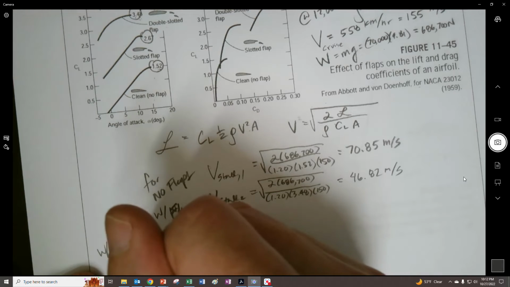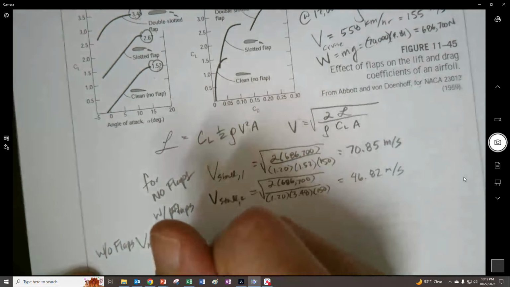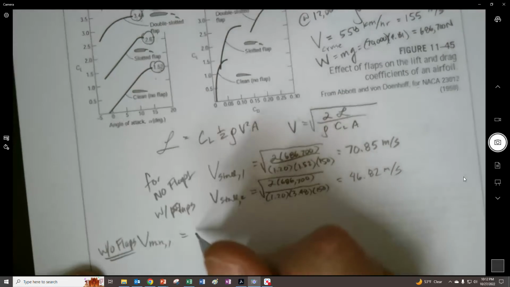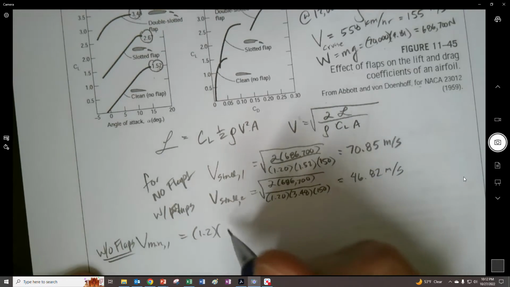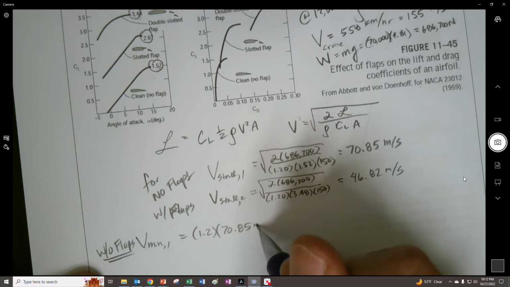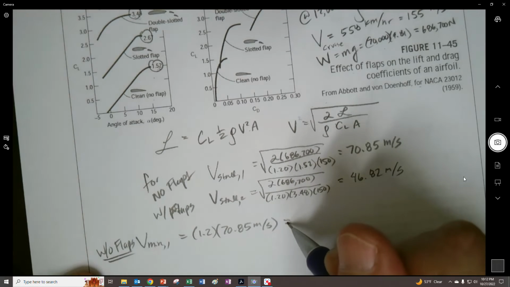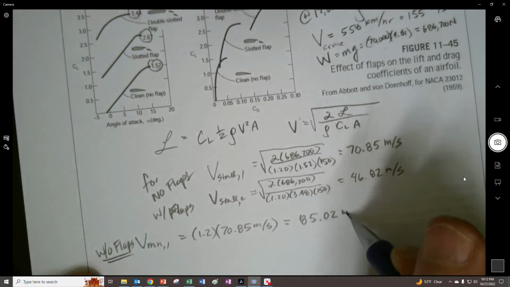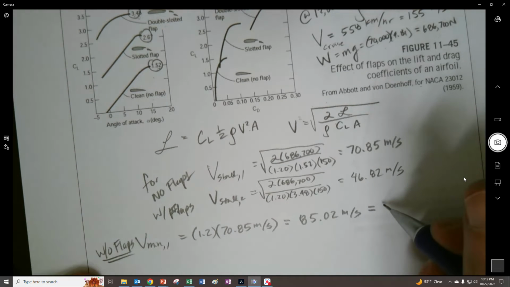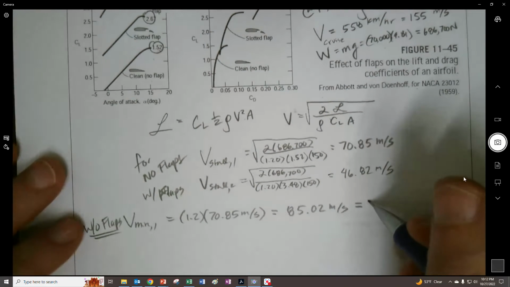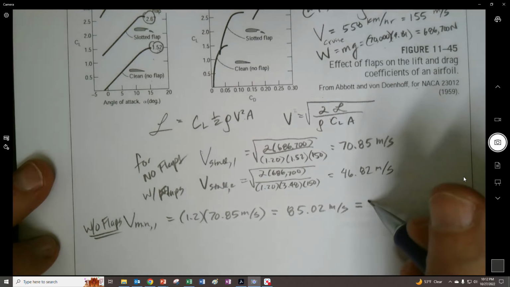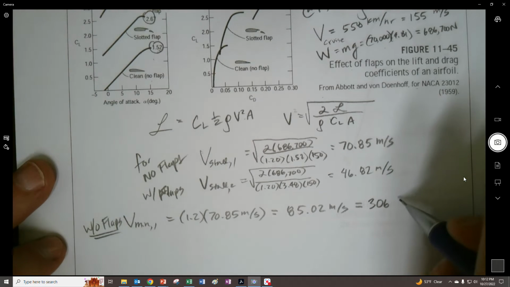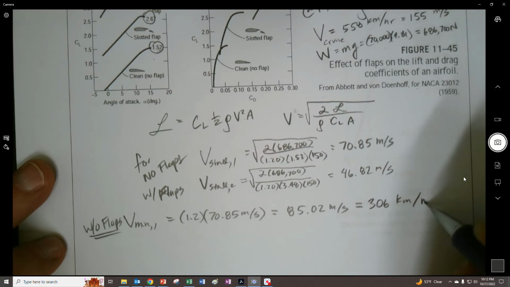So to answer their question, the Vmin, let's go without flaps. Vmin 1 is going to be 1.2 times 70.85 meters per second. And that's going to end up being 85.02 meters per second, which we can multiply by 3.6, right? Because that's 3,600 seconds per hour, but we need to divide by 1,000 to get from meters into kilometers. We end up getting 306 kilometers per hour.